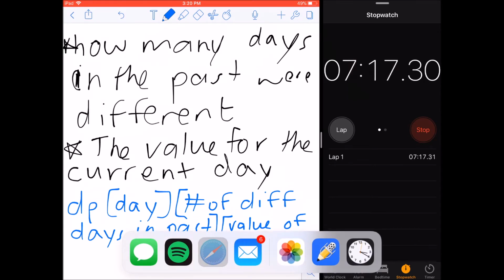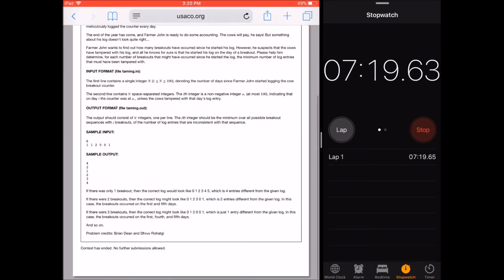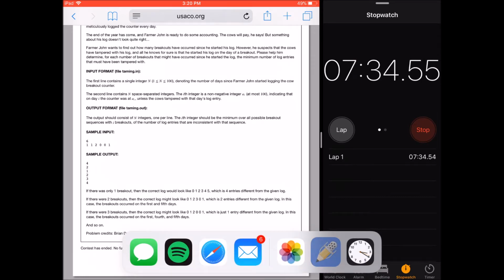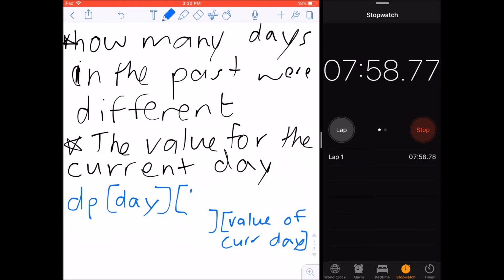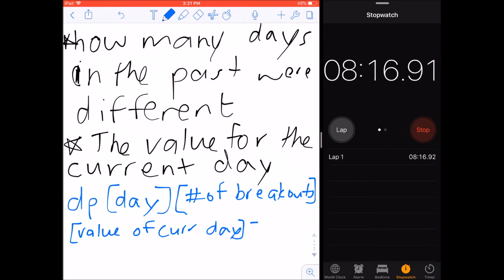And let's just double check what we're supposed to output, because I think I forgot. Okay, so if we want to have 2 breakouts, what's the minimum number of days possible? So I think that actually we should change this, because what we're trying to find, if you look at the output format, is the minimum number of different days in the past for the given number of input sequences. So we should change this to number of breakouts. And we'll say it equals number of different days.